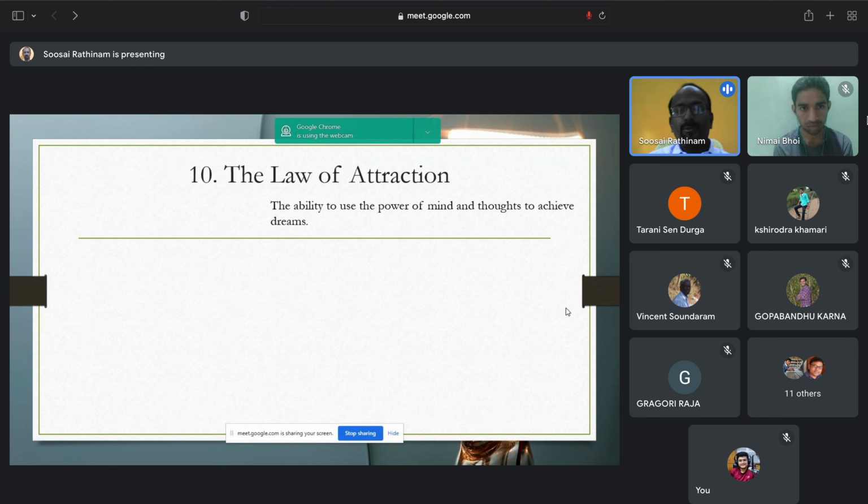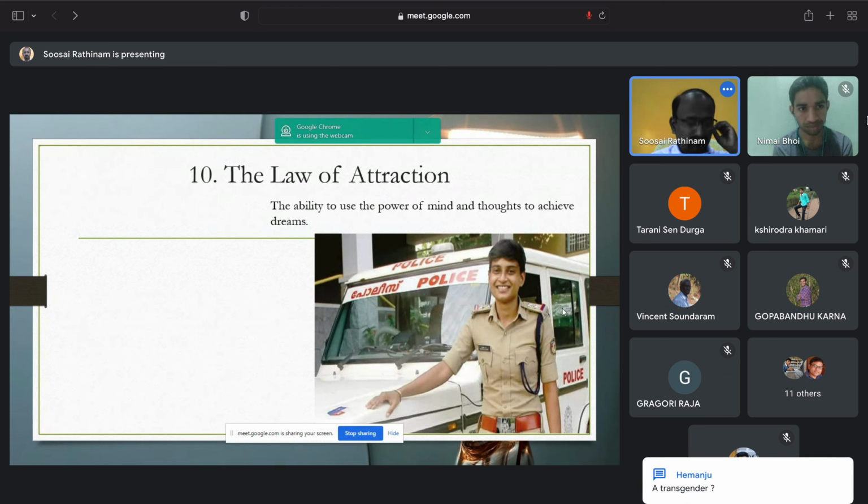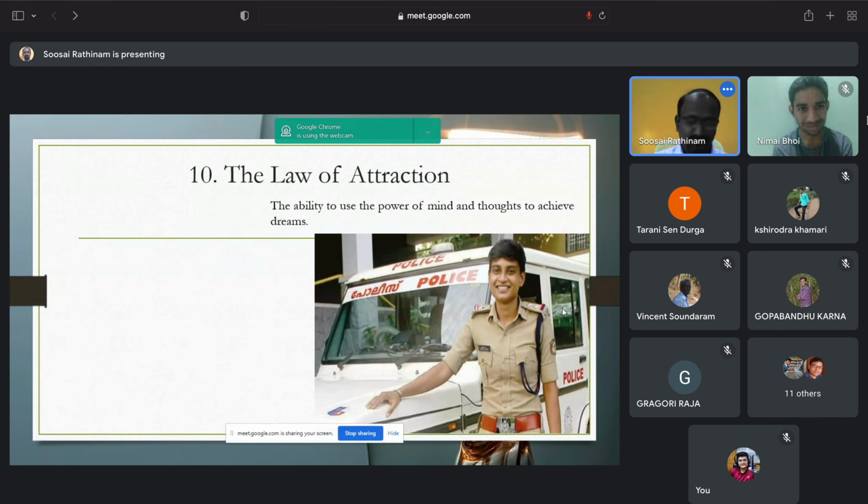This skill is nothing but the ability to use the power of mind and thoughts to achieve dreams. Can you guess who this particular officer in uniform is? Can you put your answer in the chat box if you have heard or read about this? Any idea? Oh, a transgender? No. Hemant Soosai is a transgender? No, she's not a transgender.